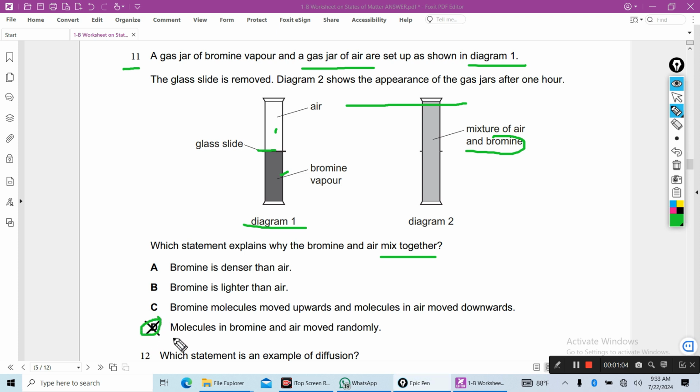D is the correct answer. Molecules in bromine and air move randomly, and they mix. This is the reason. A is wrong. Why? Bromine is denser than air, not the reason, because they mix. Bromine is lighter than air, not the reason. Bromine molecules move upwards and molecules in air move downwards. This is wrong. So D is the correct answer. Molecules in bromine and air move randomly. That means diffusion occurs.